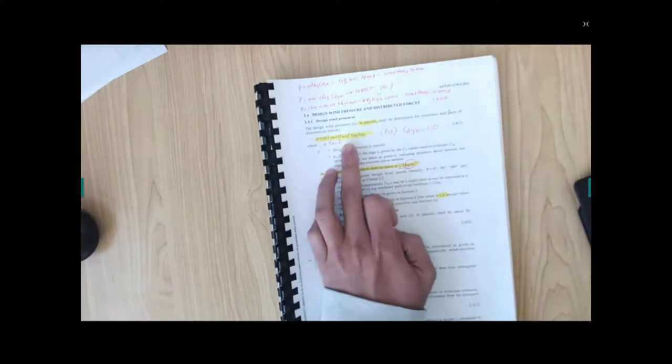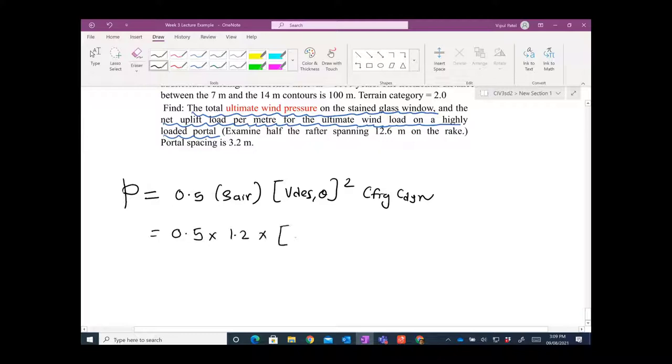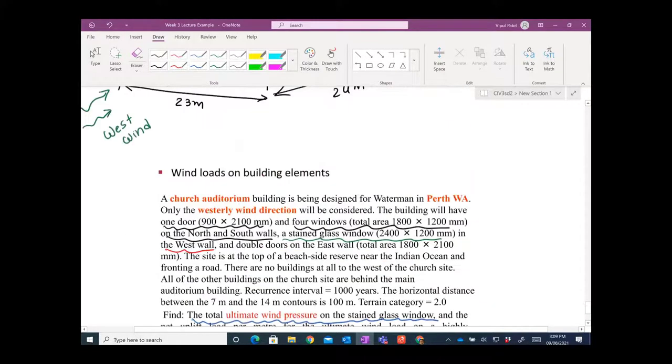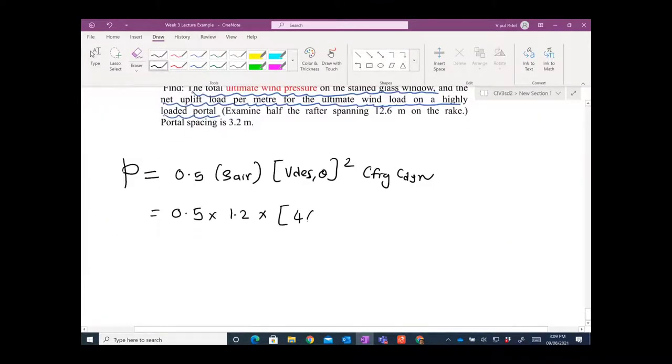Now let me copy these equations here. So P equals 0.5 rho of air, V design theta squared, C fig, C dynamic, right? And let's plug in the values: 0.5 and density of air at 1.2. V design theta squared, we have 46. We calculated that, 46 squared. C fig we need to calculate, and C dynamic is 1.